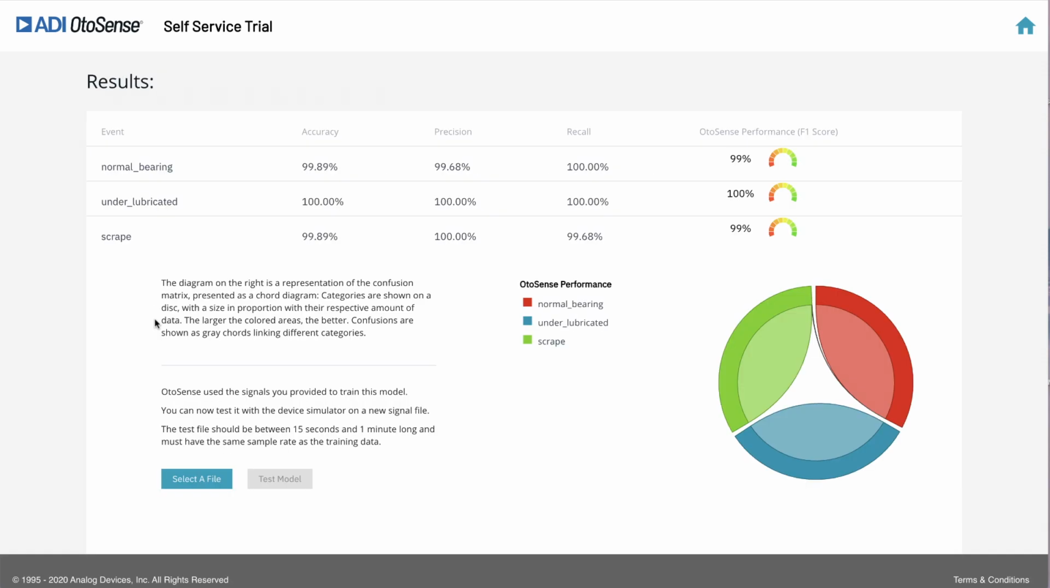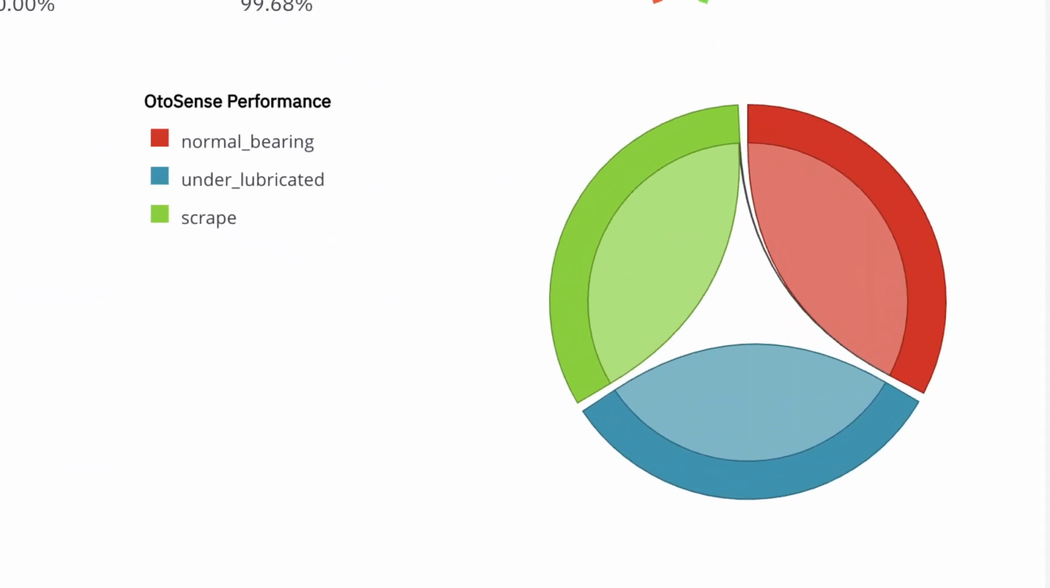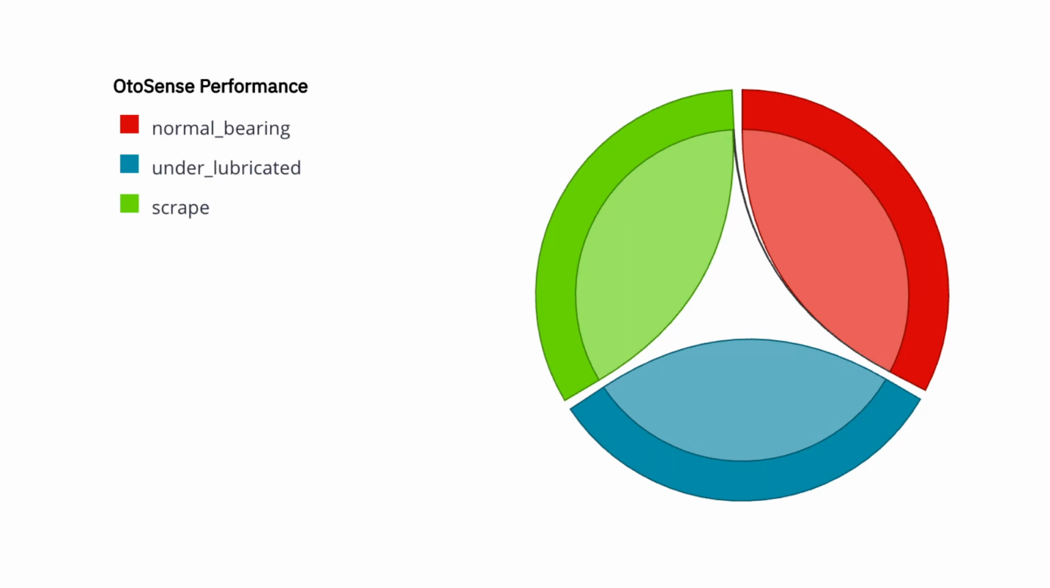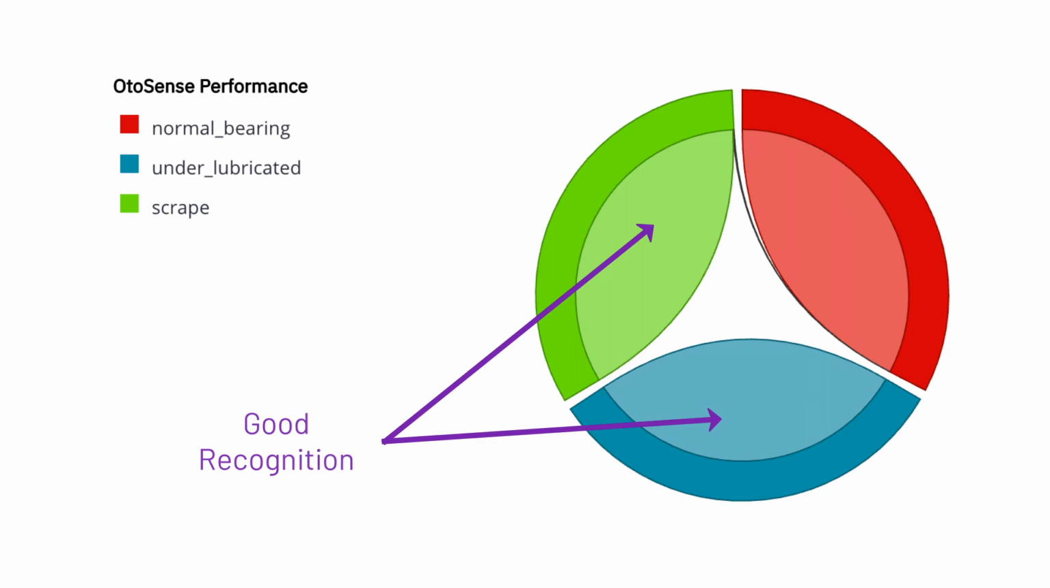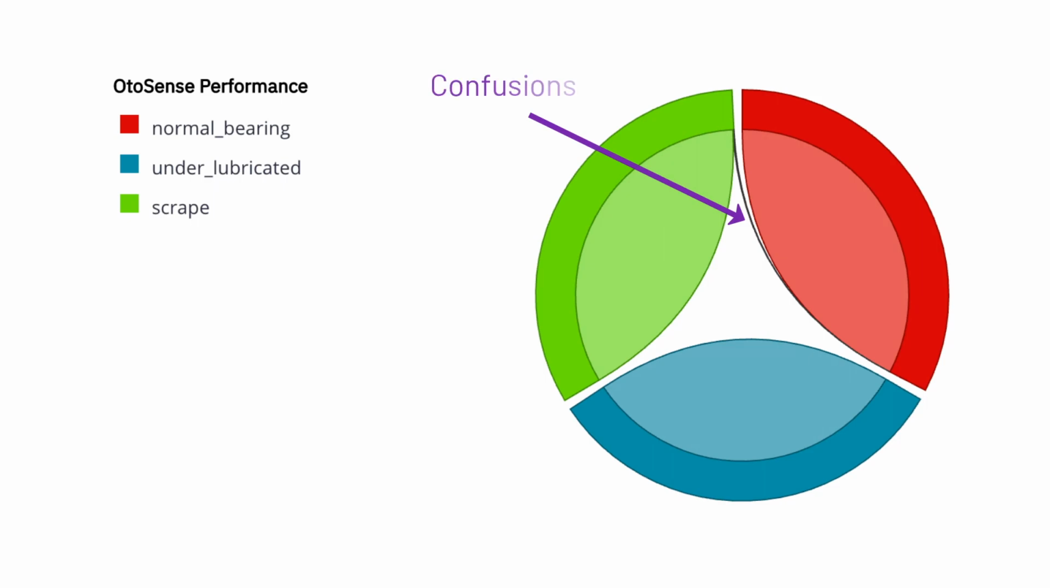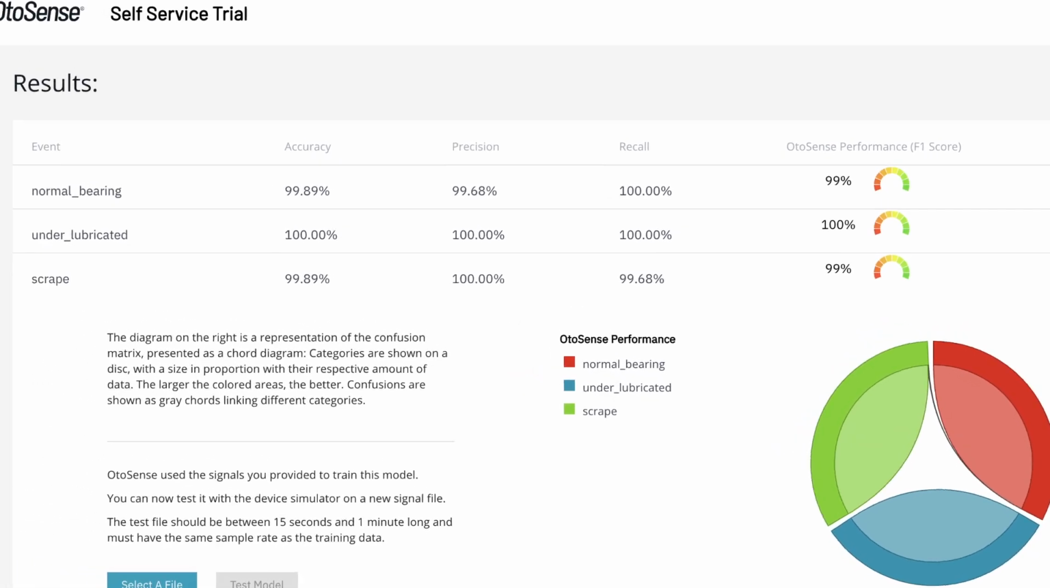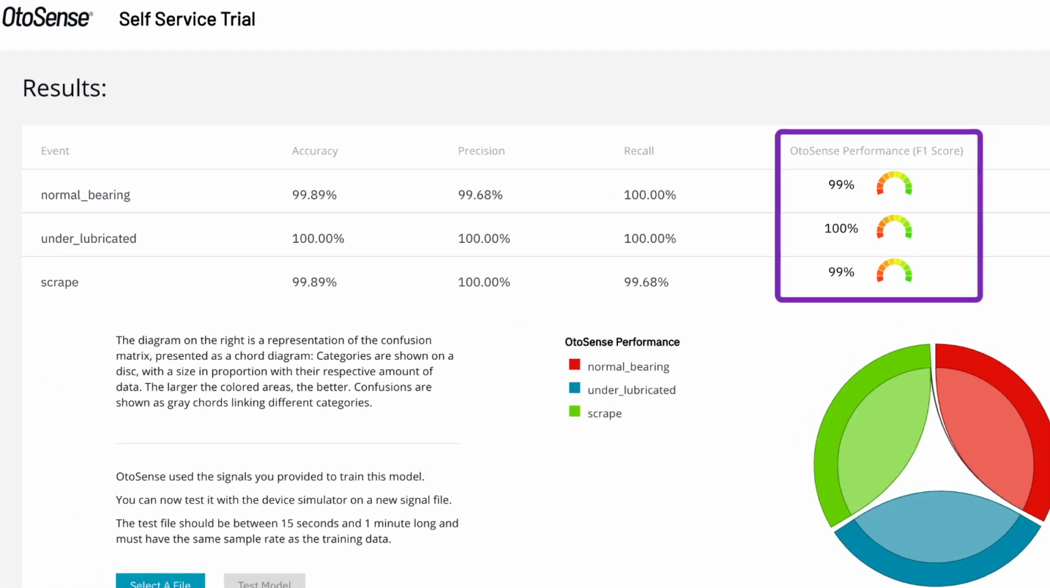The results of the confusion matrix are represented as a chord diagram, along with a statistics table. The categories of events are shown on a disk, with size in proportion to their respective amount of data. The larger the colored areas, the better, because that means good recognition was obtained. Confusions are shown as gray chords linking different categories. In this example, we have only one confusion between normal_bearing and scrape, and you can see in the table that the performance of this model is excellent, 99 to 100% depending on the tag.